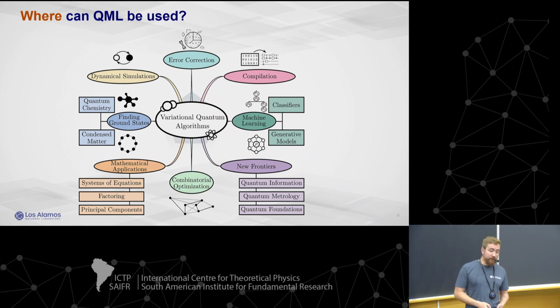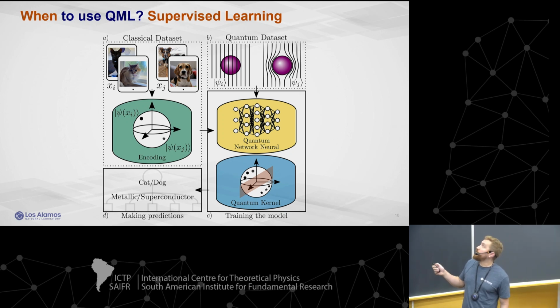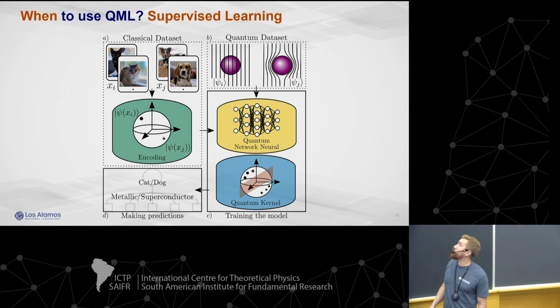Next, we're just going to focus on supervised learning, just for simplicity. What we're going to think about here is that we have some data set. It might be classical or it might be quantum. For a classical data set, we assume that it's going to be some real valued vector x_i. And what we're going to try to do is learn that these have an associated label. In this case, x can be associated with a label that is either cat or dog.